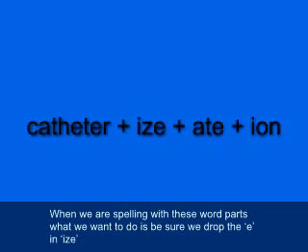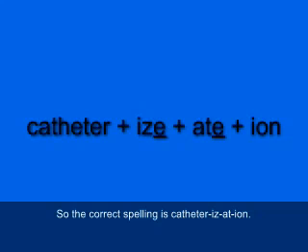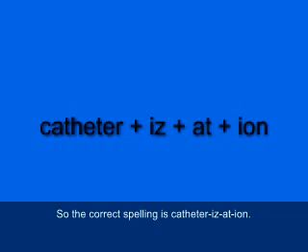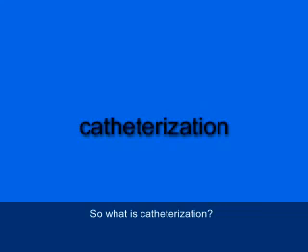And when we're spelling with these word parts, what we want to do is be sure that we drop the E in ize and the E in ate, and that our ending is I-O-N. So the correct spelling again is catheter, I-Z, A-T, I-O-N. So again, practice spelling that to yourself over and over until you get it 100%, so you won't miss it on a test.